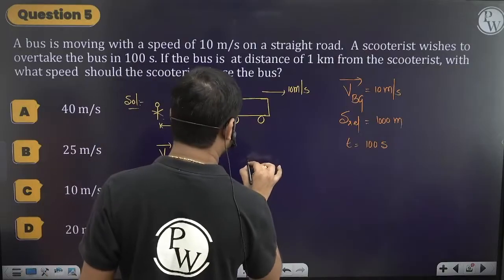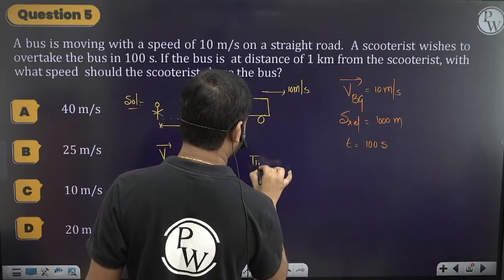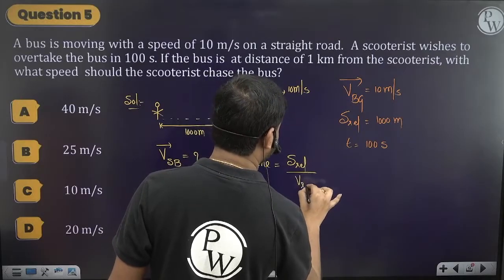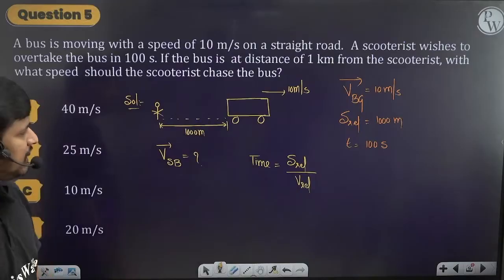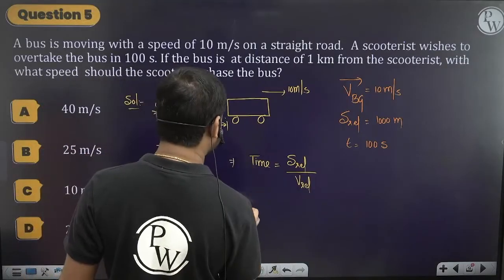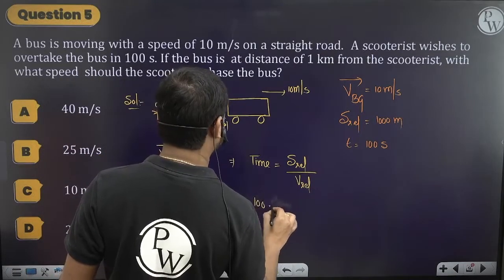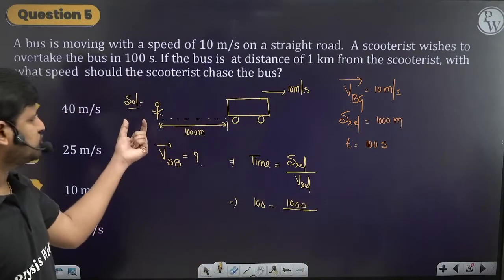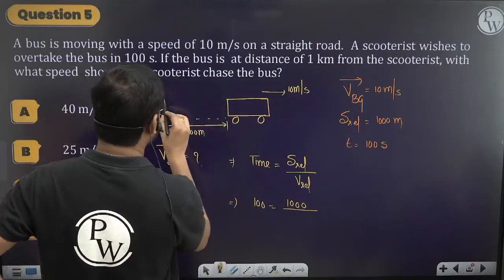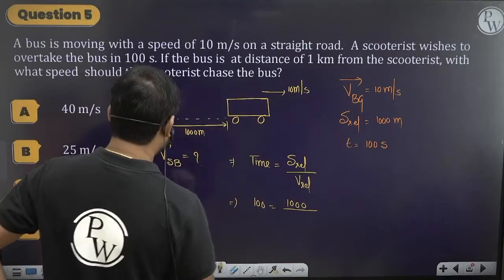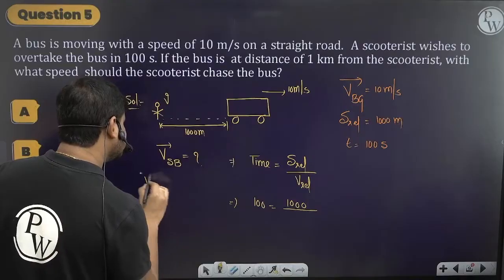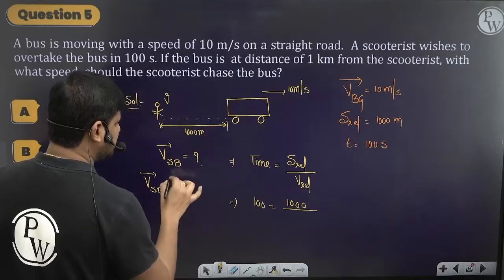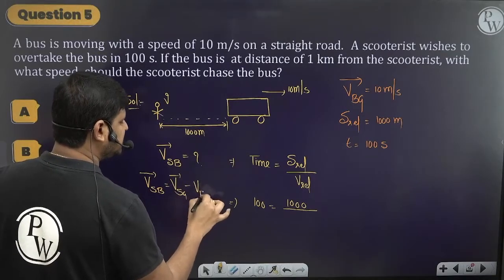You know that the total time taken will be equal to S relative by V relative. So here the time taken is 100 seconds, and the distance that it covers is 1000. And what is V relative? The velocity of scooterist with respect to bus. So let's consider the velocity of the scooterist is V. Then velocity of scooterist with respect to bus will be equal to velocity of scooterist with respect to ground minus velocity of bus with respect to ground.